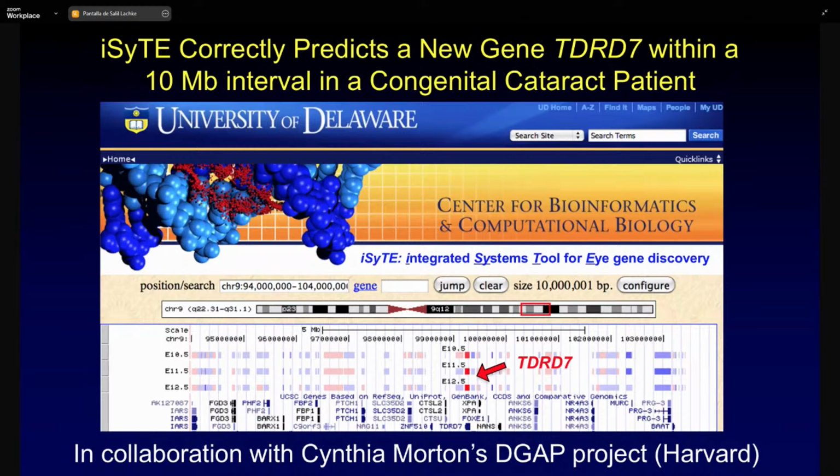If you have a mapped interval, or if you have an exome-seq where you have some candidates, you can go to the UCSC browser and you can see, for example, here, the brightest red spot is indicative of highly enriched expression. In this case, this is an example I'm giving of a gene called TDRD7. This is a Tudor domain family protein. This is generally important in spermatogenesis and germline development. So there is no way that we could have predicted that this was going to be important for the eye or the lens if we didn't have this sort of an unbiased resource. And of course, iSyTE predicted that this is the important gene in this particular patient who had congenital cataract.